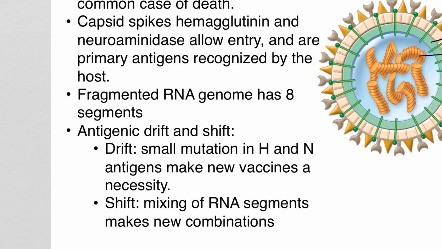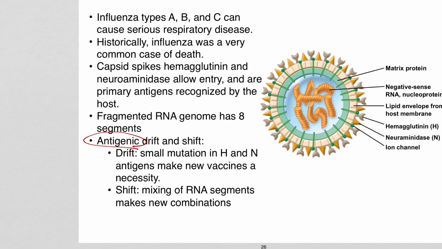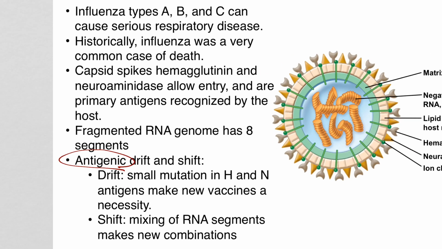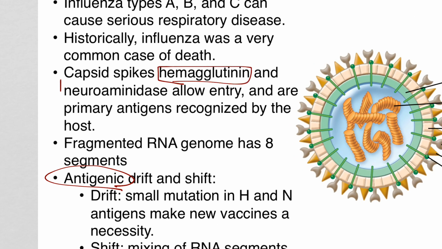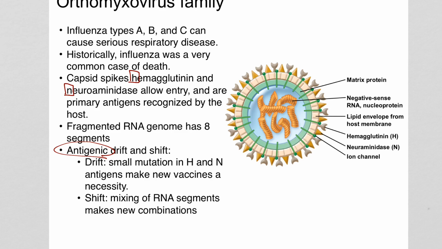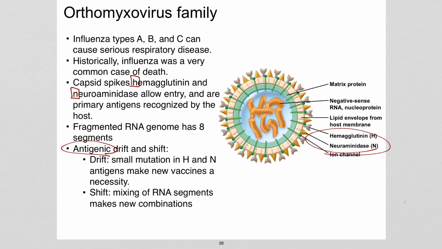And for some terminology, the term antigenic comes from antigen. An antigen is just something that your immune system recognizes to identify a virus or a bacterium, whatever it might be. In the case of influenza, those two antigens are hemagglutinin and neuraminidase, often just abbreviated to H and N. So when you hear H1N1, H3N2, those numbers are just different variants, different alleles of hemagglutinin and neuraminidase. And you can see them over here. There are capsid proteins, spike proteins on the virus.